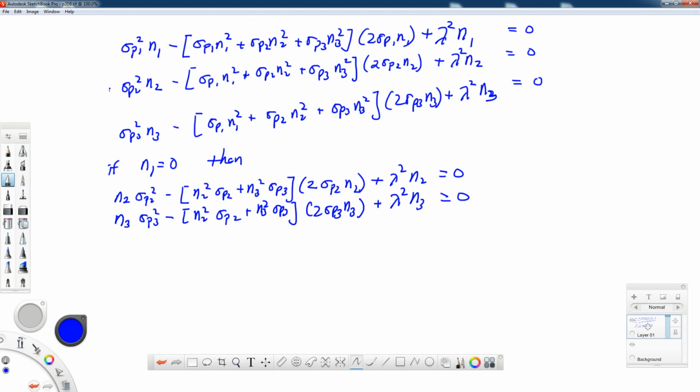Okay, now what we want to do is we're going to solve this system of equations by solving each of these equations for lambda squared and then set them equal to each other. Alright, so the top equation I'm going to divide through by n2. I'm going to keep an eye on my algebra here.